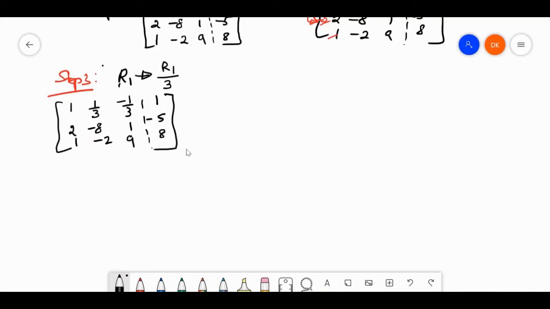Now you made this pivot point as 1. Now you have to make the second row, first column to be 0. So then we have to make this element and this element 0. That is the triangularization. You see this? This is like a triangular. So this triangularization makes it 0.